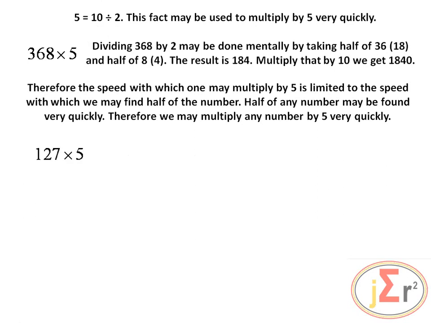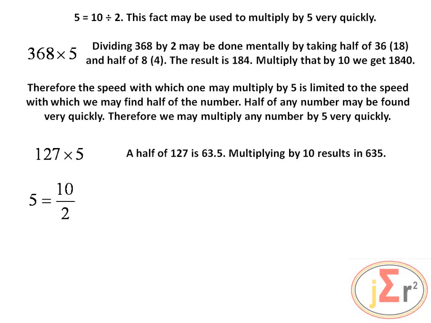We have 127 to be multiplied by 5. Half of 12 is 6. Half of 7 is 3.5. So we have 63.5. Then we multiply by 10, we get 635. It's as easy as that.